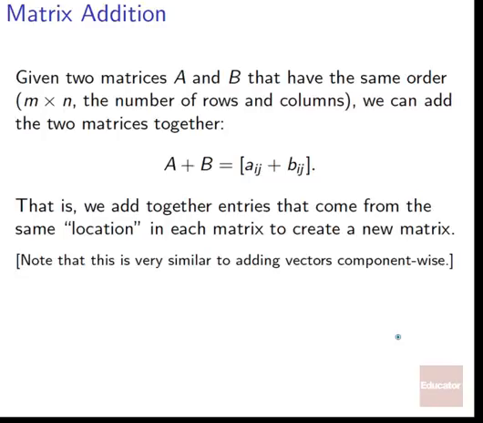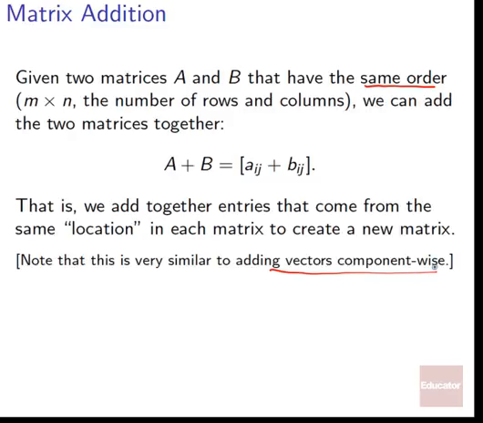Matrix addition. Given two matrices A and B that have the same order, they have to have the same order, otherwise it won't work. We'll see why that is in just a second. We can add the two matrices together. So A plus B, every ith row, jth column of the resultant matrix will wind up being Aij plus Bij. That is to say, we're adding together entries that come from the same location, right? So if one entry is from this place over here and another is from this place over here, these two different numbers, we add them together and that becomes that place in the new matrix we're creating. Note that this is very similar to adding vectors component-wise.